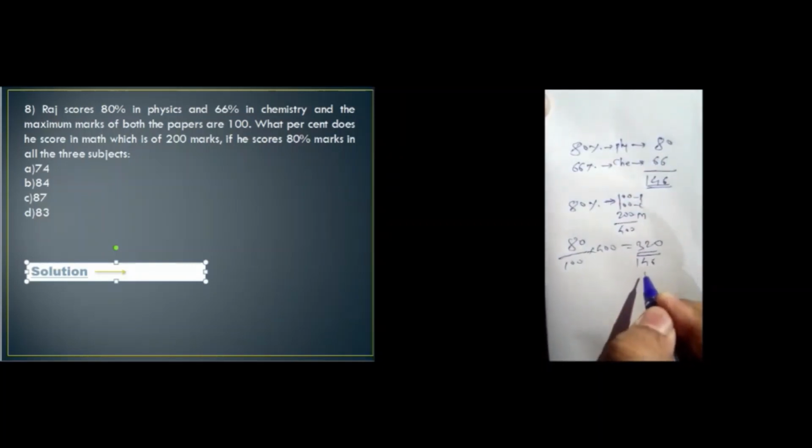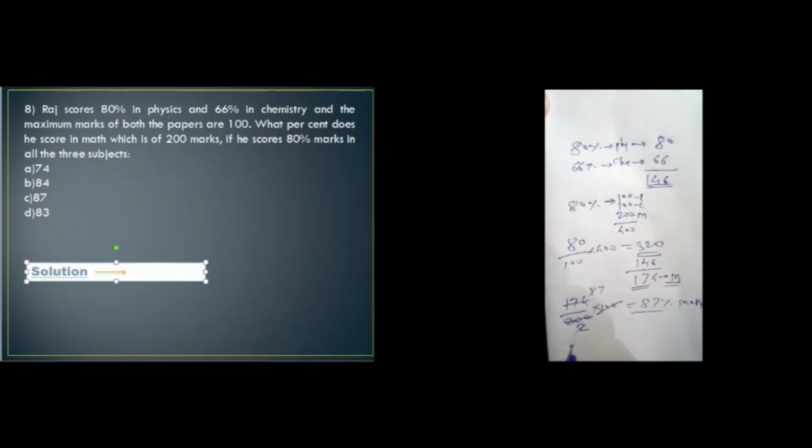So when we subtract this 146, we will get 174 marks. So he wants 174 marks in maths out of 200. So 174 marks out of 200 is going to be 87%. So he is going to get 87% marks in maths.